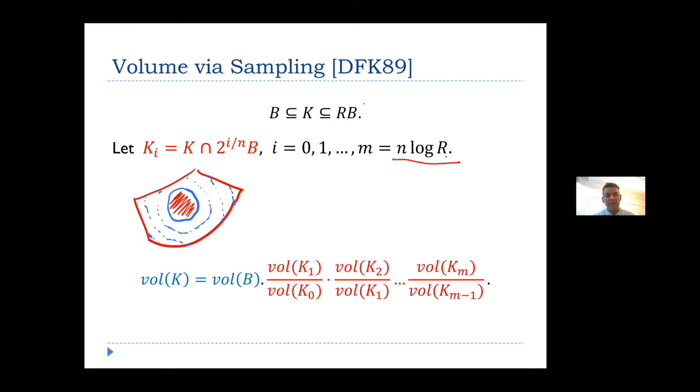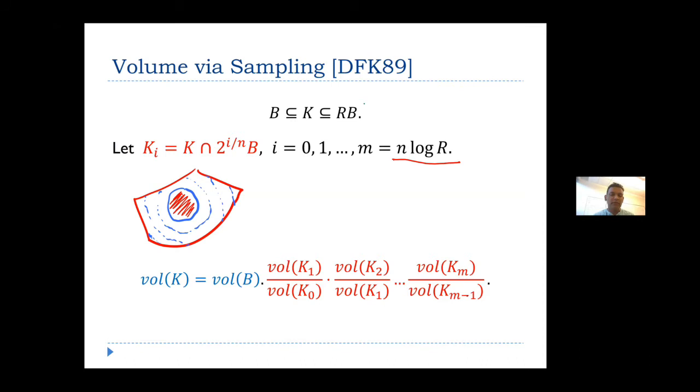And then the algorithm is simply, you start with the volume of the unit ball and multiply by the ratios of all of the volumes along the way. That's it. So it's very similar to the simple sampling algorithm, except instead of one shot, we're doing it in a sequence. And why the sequence?